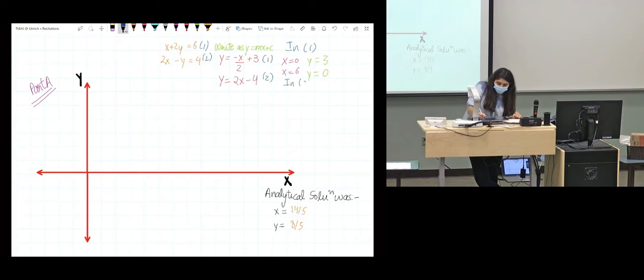and in 2, I'm going to do the same thing. I'm going to put x equals 0, and I'm going to put x equals 2. And you get y equals minus 4, and y equals 0, right? So basically we found the x and the y intercepts because it's easier to plot it that way. So your points for the first line are 0, 3 and 6, 0, and for the second line are 0, minus 4 and 2, 0.